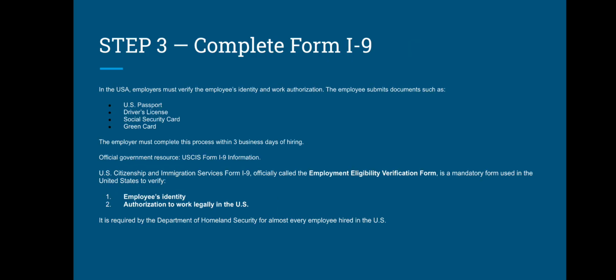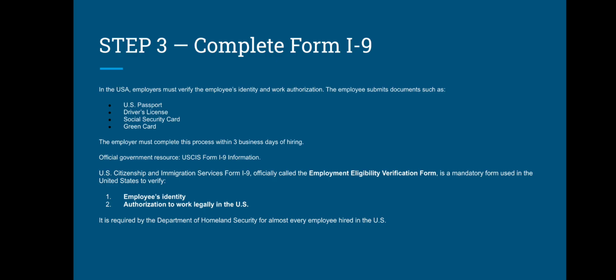Now moving on to the next step. Step 3. Complete Form I-9. In the USA, employers must verify the employee's identity and work authorization. The employee submits documents such as US passport, driver license, social security card, green card. The employer must complete this process within 3 business days of hiring.